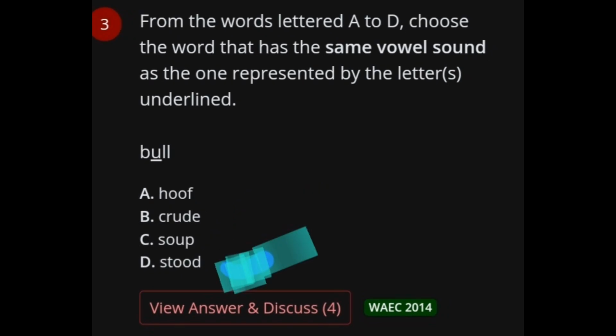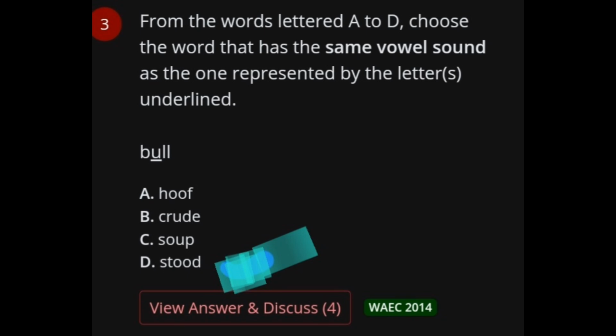Question 3. In the word bull, you are to tell us the word that has the same sound as the one underlined in the word bull. So we have option A, hoof; B, crude; C, soup; D, stood. Okay, so you are to pick the correct answer from the options. So the right answer to that question is option D, which is stood.